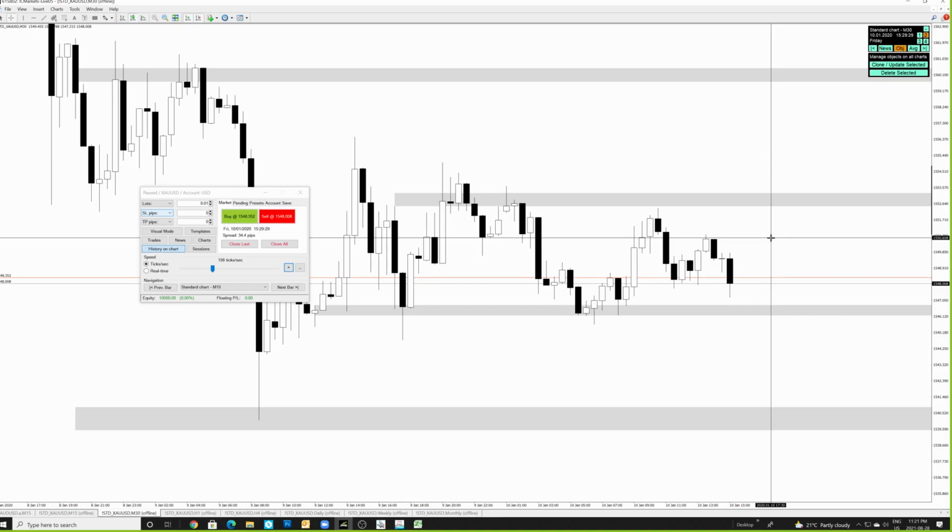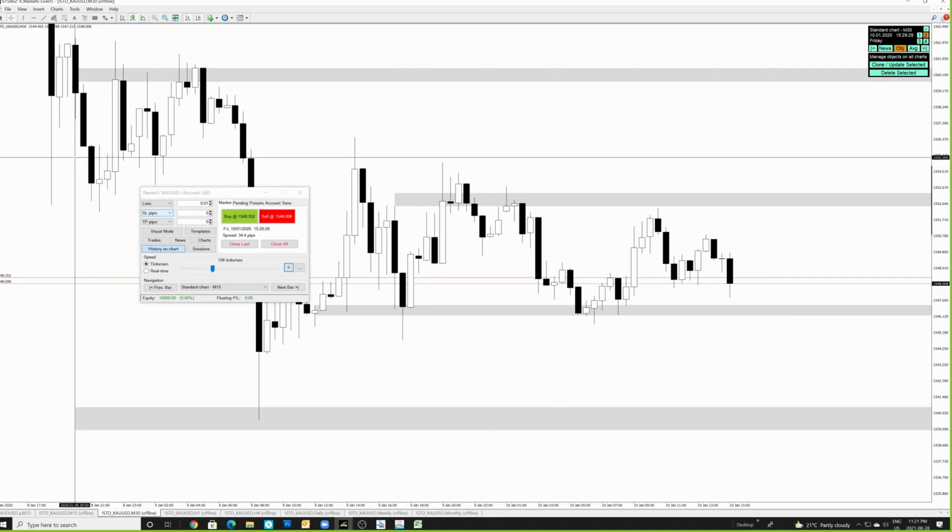Now, the reason I'm doing buy stops and sell stops above and below the candles is because if you look at the trend, what makes price go bearish? Price is going to move down. We're going to make a lower high, a lower low, a lower high, lower low, and so on and so forth.